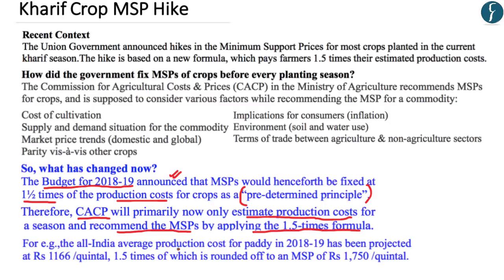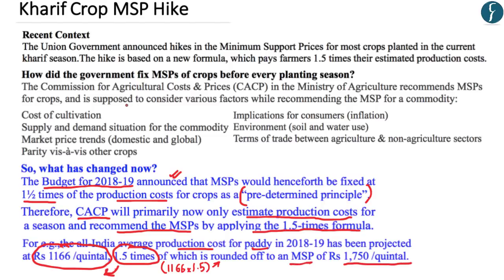Let's say, for example, the production cost for paddy has been projected at roughly Rs 1100 per quintal. The Commission for Agricultural Costs and Prices would take 1.5 times Rs 1100 and round it off to an MSP of Rs 1750 per quintal.